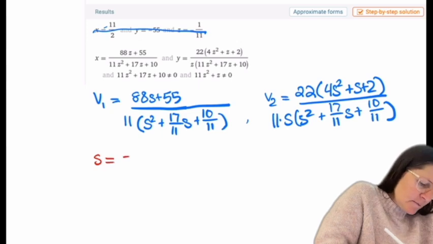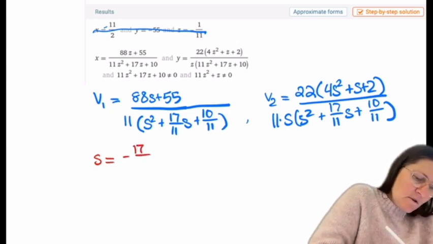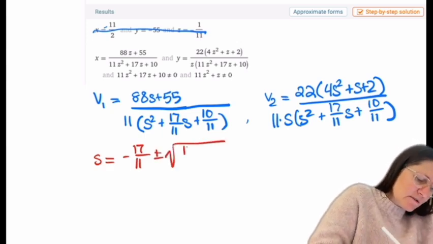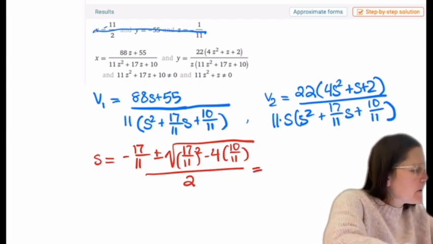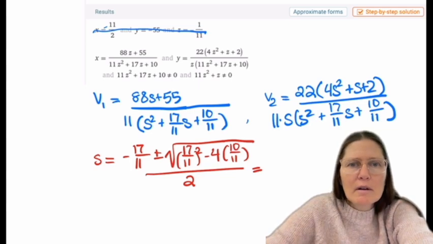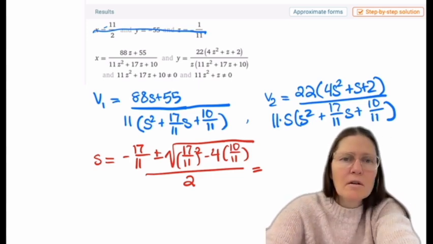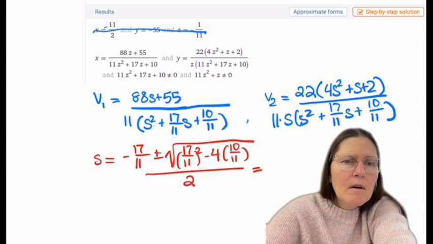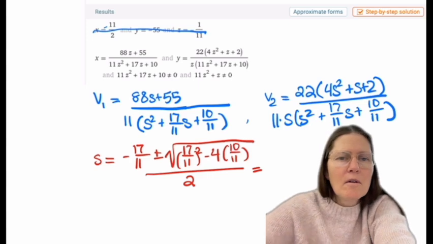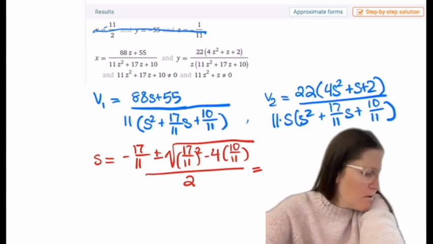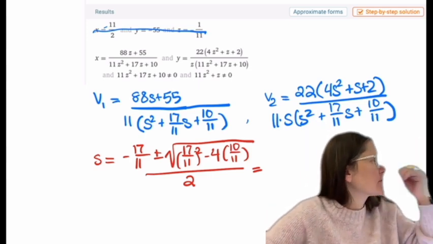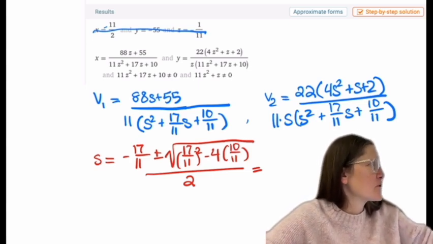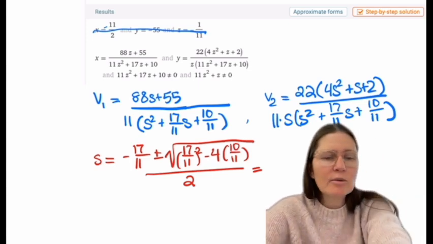So s is minus 17 over 11 plus or minus the square root of 17 over 11 squared minus 10 over 11. Let's see what that ends up being. So to get it into the factored form, we have an s plus something, you do need to take it out. So you always want to make sure that the s squared term gets to 1. So bring out any of those constants. Otherwise, you don't get the right factored form.